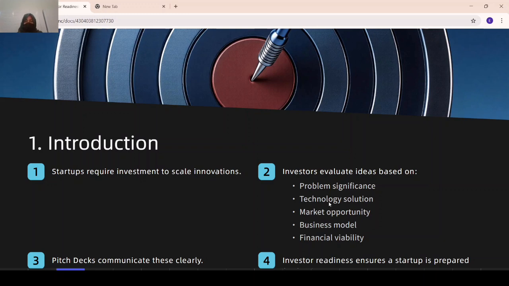We all know that startups, in order to do innovations and to scale innovations, need investments. And who are the investors? Investors evaluate ideas based on problem significance, technology solution, market opportunity, business model, and financial viability. A pitch deck communicates these clearly. All these things are clearly understandable through pitch deck techniques. So investor readiness ensures that a startup is prepared.